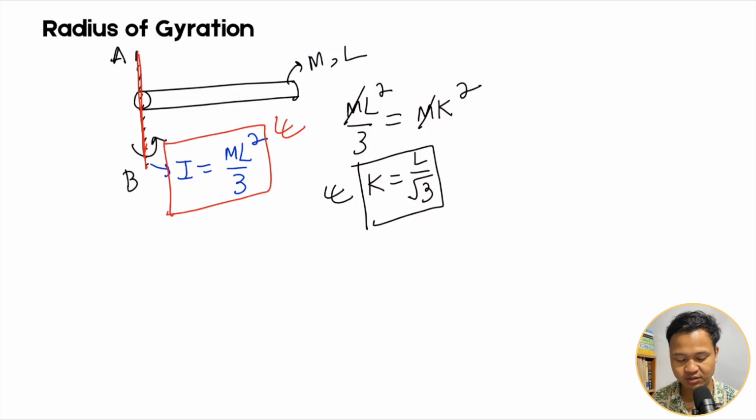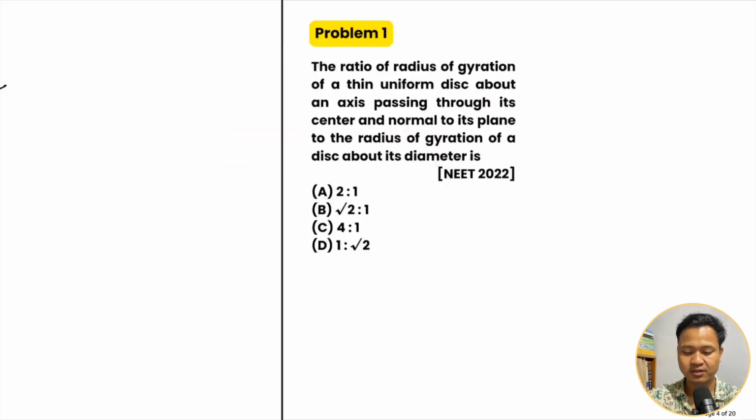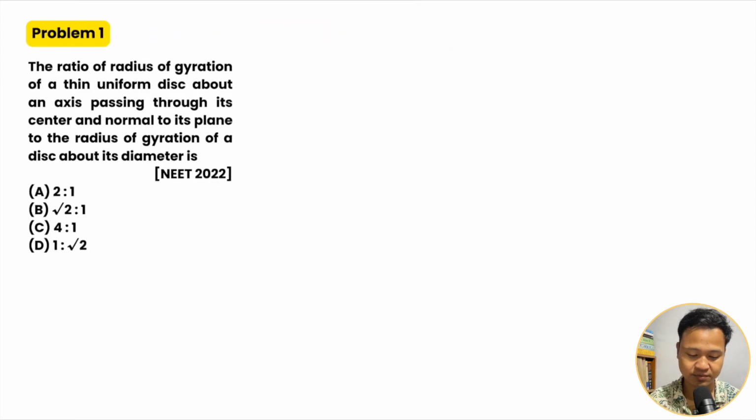For the moment of inertia, use the parallel axis theorem and find the moment of inertia. Then equate the moment of inertia to m k square, take the square root on both sides, and you get k, the radius of gyration. Okay, so now let's apply this to the first question.